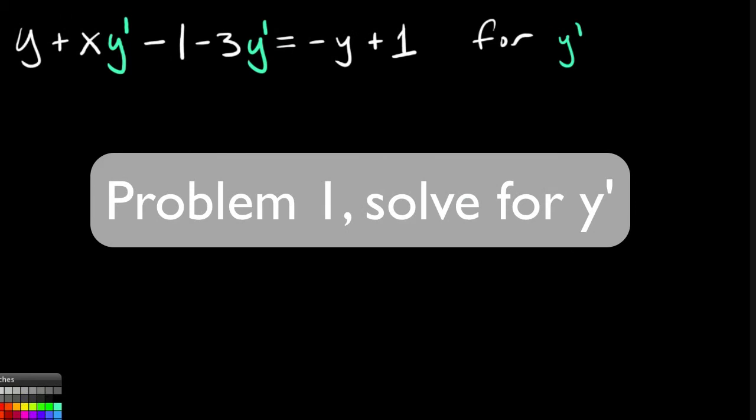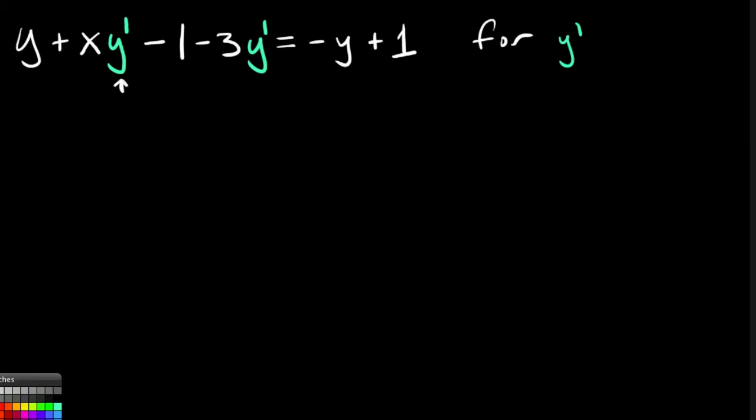Okay, so here we're trying to solve for this guy, which we're calling y prime. The first thing we want to do is move every term that doesn't have a y prime in it to the other side. So we're going to move the 1 over, and we're going to move the y over. We're going to subtract y and then add the number 1 to the other side.